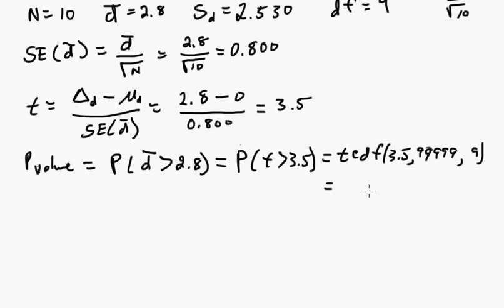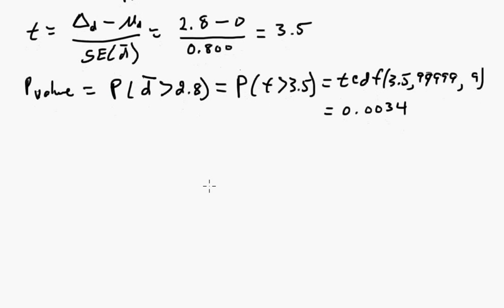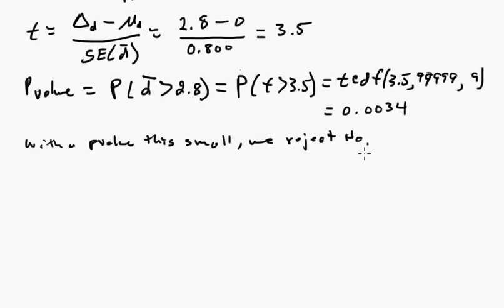Okay, and then that comes out to be 0.0034, so very small. Okay, so with a p-value this small, we reject H0. Make sure you say that and get that out of the way, and then add some context.